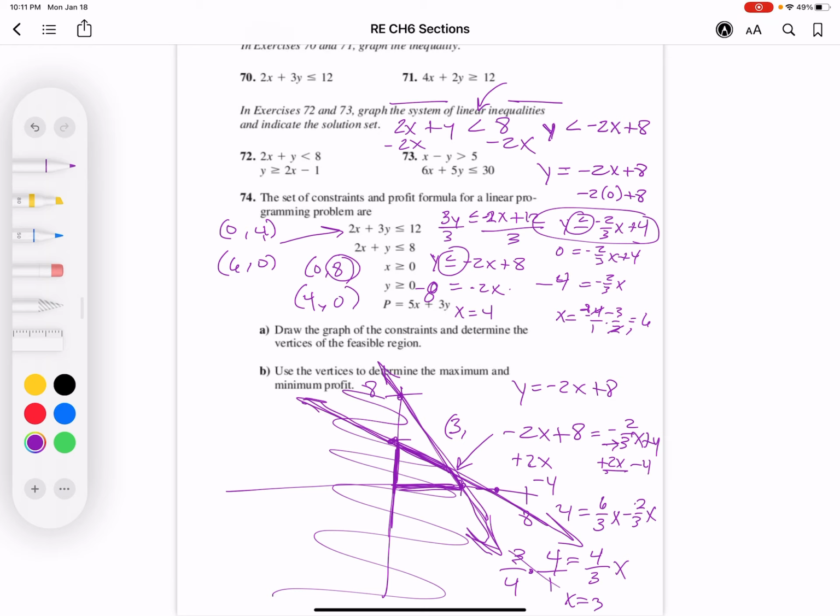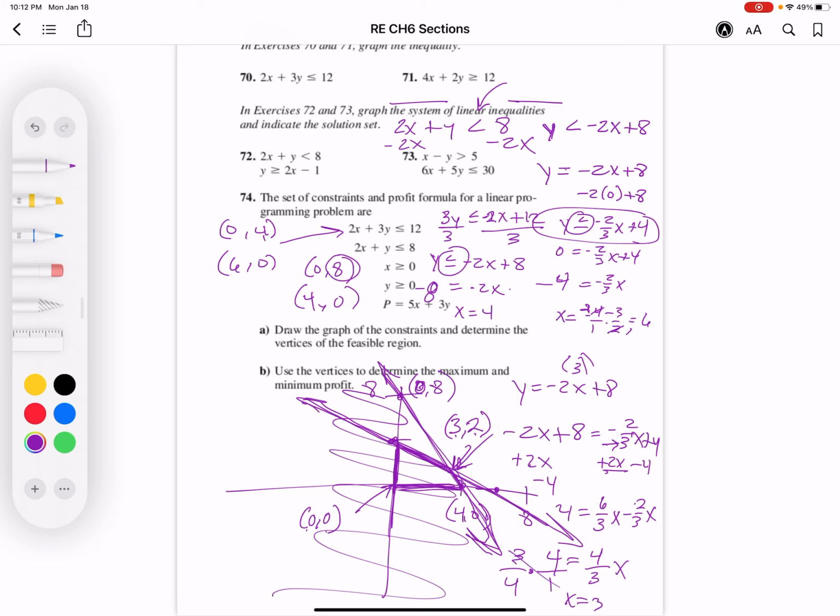And then we can plug that into the other equation. So if we plug it into here, it's going to give us negative 6 plus 8, or 2. So our one vertex is at 3, 2, and the other one, if you can see that, is at 0, 0. So, draw the graph of the constraints and determine the vertices of the feasible region. So those are your vertices. We've got 0, 8, 4, 0, 3, 2, and 0, 0.